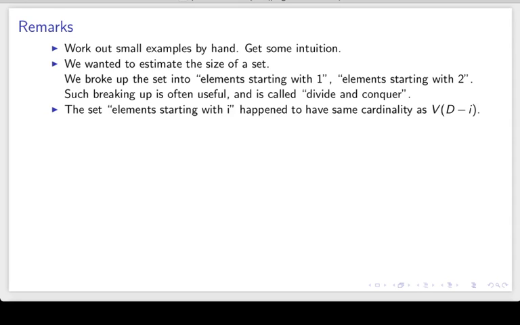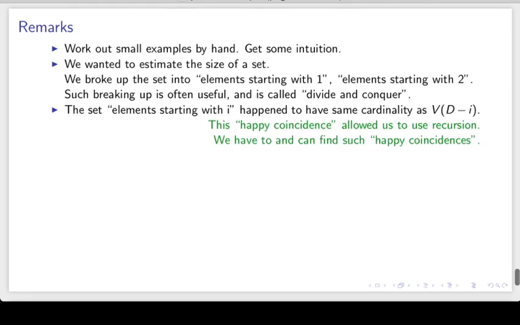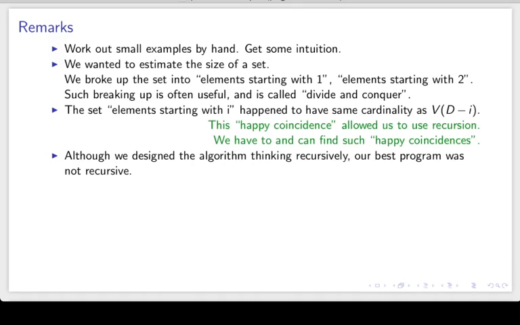The set of elements starting with i happens to have the same cardinality as v of t minus i. And this was a very happy coincidence, and this allowed us to use recursion. And it turns out that such happy coincidences do happen. And that is our job in this course. We have to find such happy coincidences. But rest assured that they will happen. I mean, life is nice.